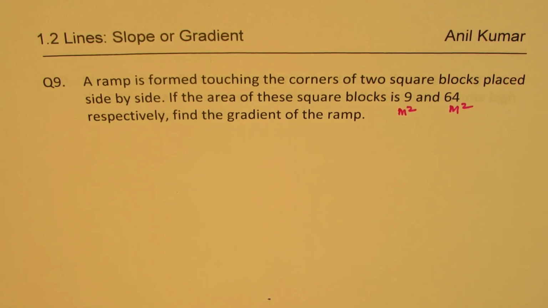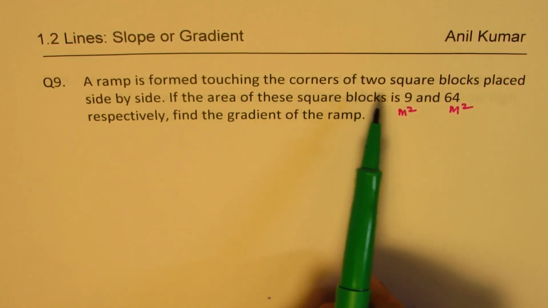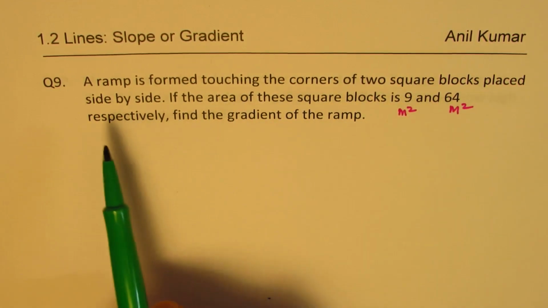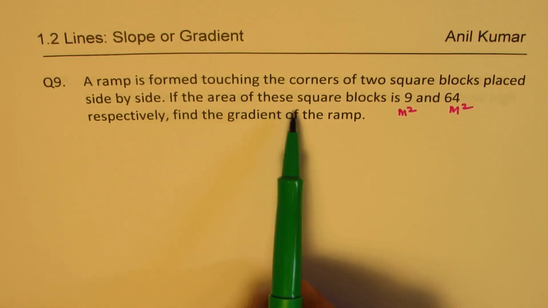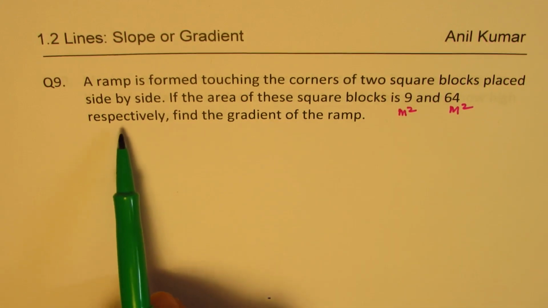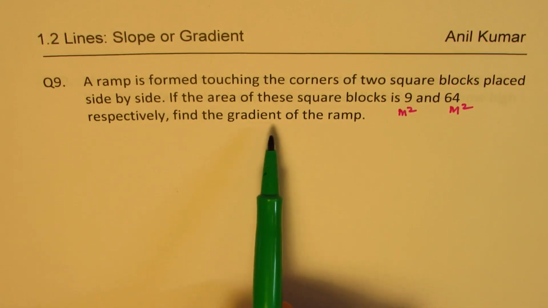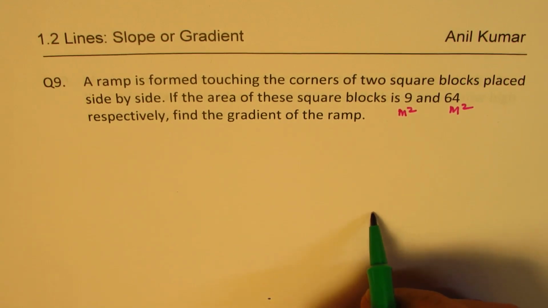So let's begin with question number 9. A ramp is formed touching the corners of two square blocks placed side by side. If the area of these square blocks is 9 and 64 meters square each, respectively, find the gradient of the ramp. So let's try to understand the question first.